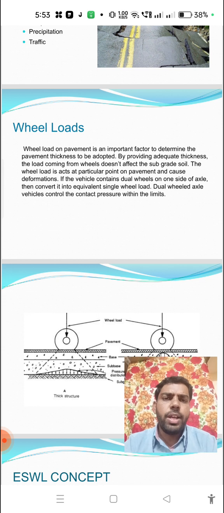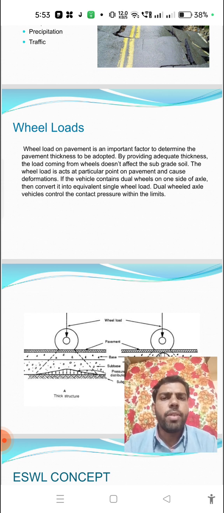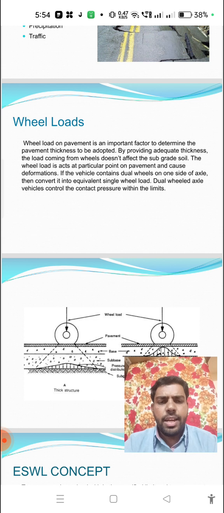Wheel load is an important factor to determine the thickness of the pavements. By providing adequate thickness, the load coming from the wheels does not affect the subgrade soil. That's why we prefer a number of layers above the subgrade soil. The wheel load acts at a particular point on the pavement and causes deformations. If the wheel load is very high, failures occur easily at that location.